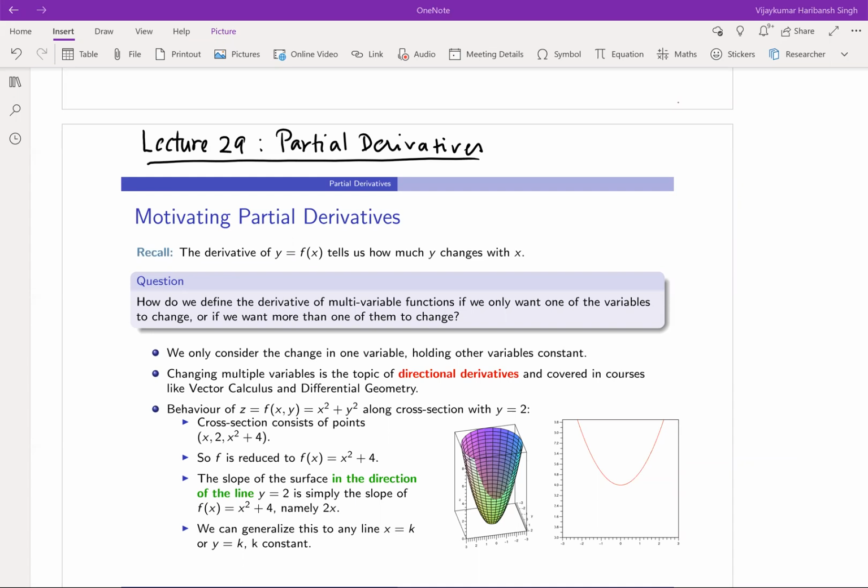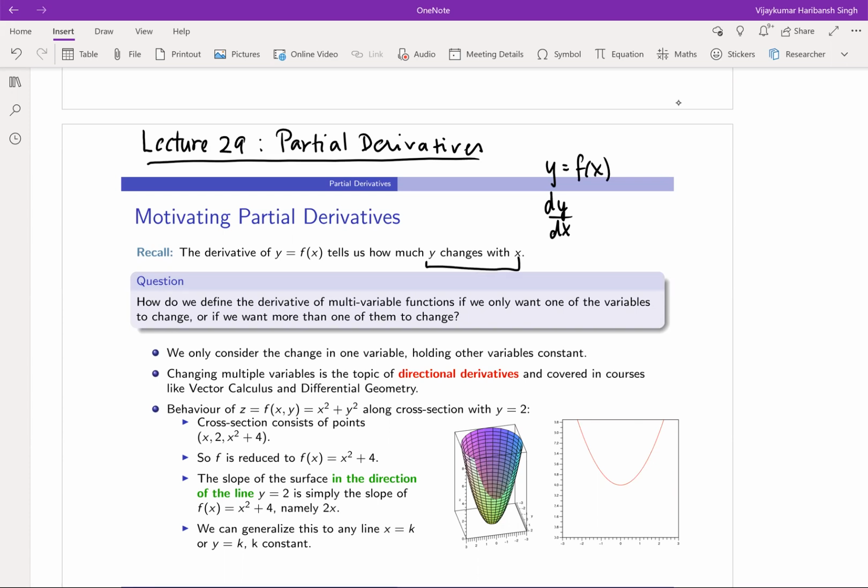So what was the idea behind the derivative? You had a function y equals f of x, a function of one variable. Your dy by dx measured how much y changed with respect to x.